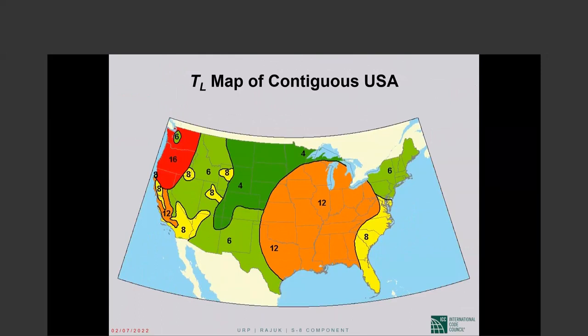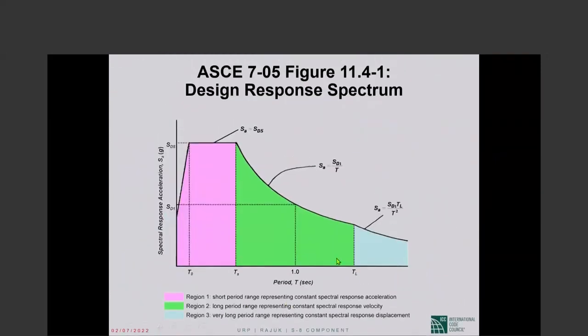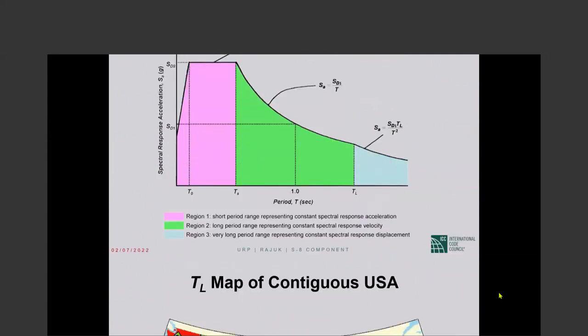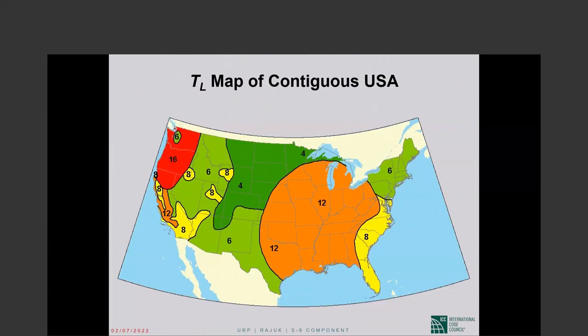the T sub L. Remember, to define the spectrum, we need S sub DS, S sub D1, which we talked about. T sub L is also needed. T sub L for the United States is mapped, as you see here. The value ranges from 4 to 16 seconds.